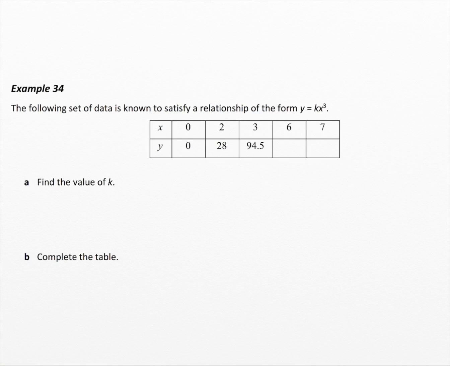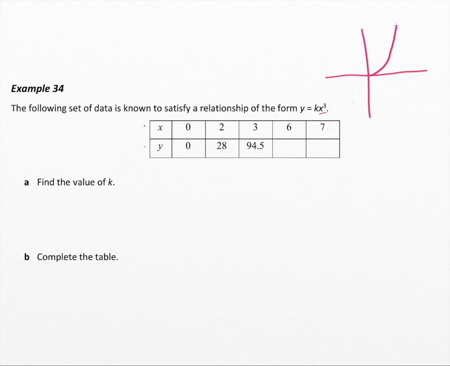Okay, example 34 from your book. The following set of data is known to satisfy the relationship of the form y equals kx cubed. So over here what we have are our x values and our y values. If we were to plot x against y, what we expect to get, because it's an x cubed, is a cubic. It starts at 0, so it'll look something like this.